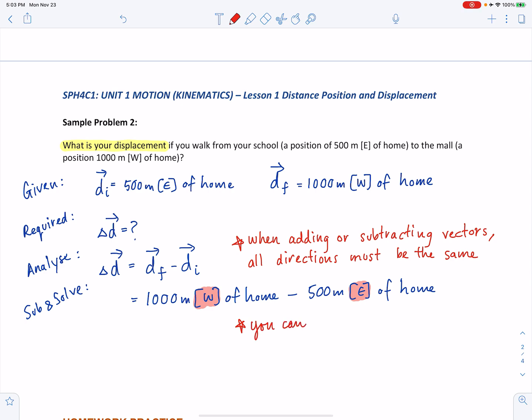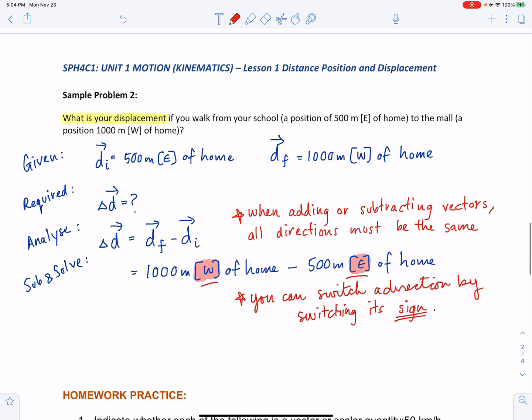You can switch a direction by switching its sign. Now, in order to add or subtract these, west and east must be located along the same straight line. And west and east are located along the same straight line. They're just in different directions. So what I want to do is change both of these to west.